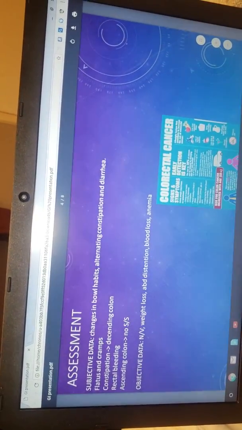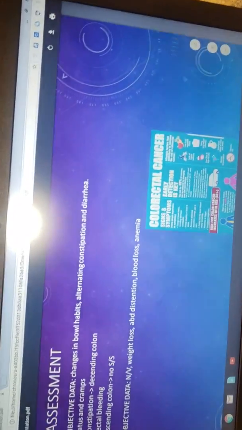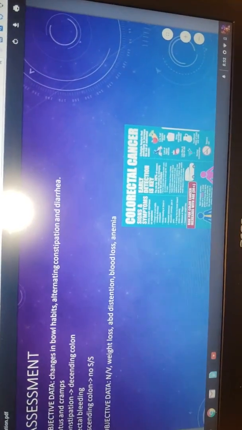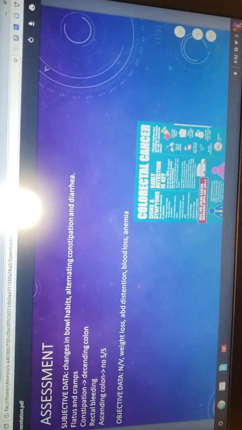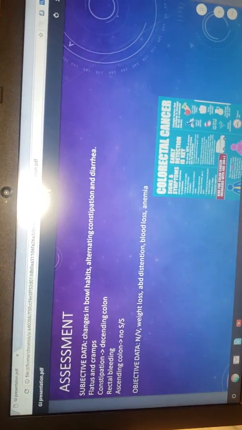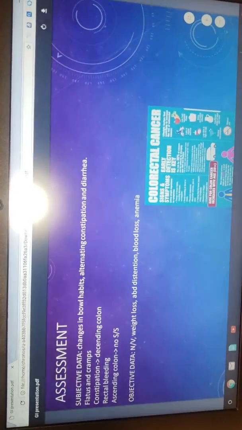Collective data includes nausea, vomiting, weight loss, abdominal distension, blood loss, and anemia, because if you're bleeding from your rectum and losing a lot of blood, you don't have that iron. If you're having diarrhea, you don't have those electrolytes, so you could also potentially have some electrolyte imbalances.